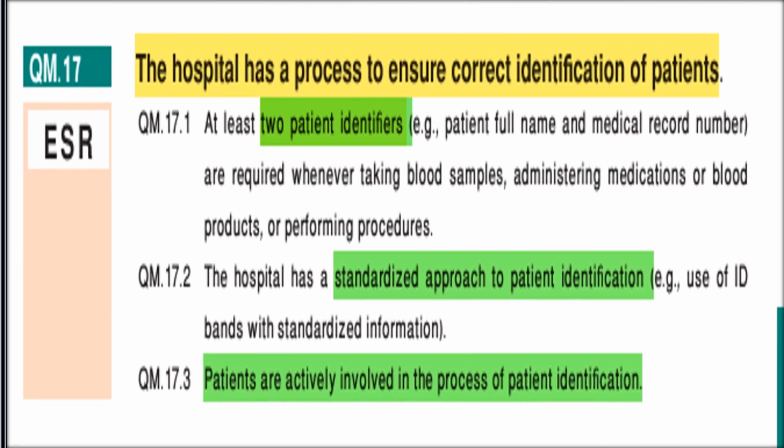Okay, now moving on to the first ESR under QM. So we have QM17. The standard states that the hospital has a process to ensure correct identification of patient. One substandard states that at least two patient identifiers, for example, the full name and medical record number, are required whenever taking blood samples, administering medications or blood products, or performing procedures. Another substandard states that the hospital has a standardized approach to patient identification, for example, the use of ID bands with standardized information. And another substandard, patients are actively involved in the process of patient identification.